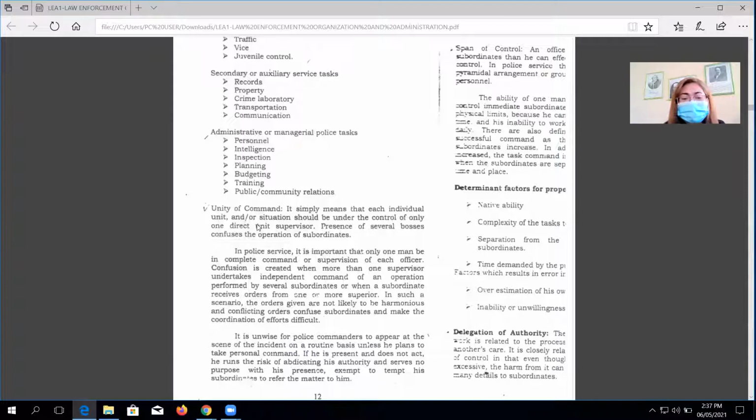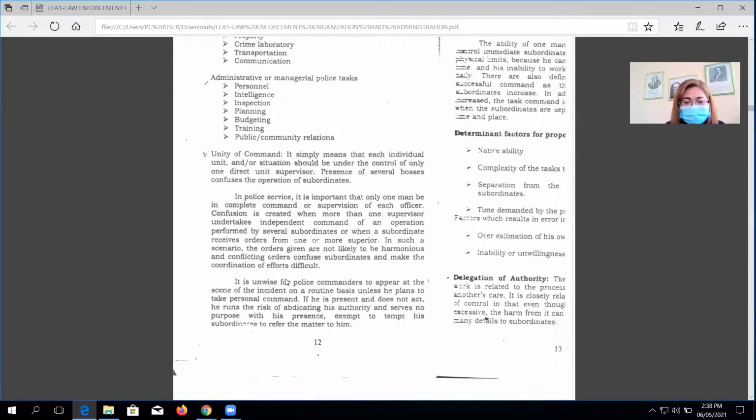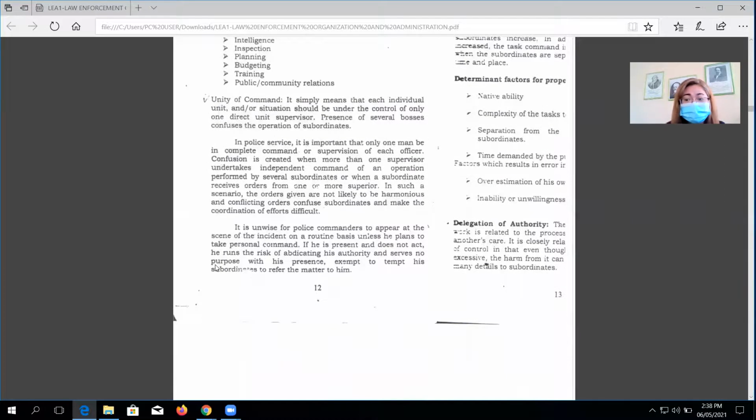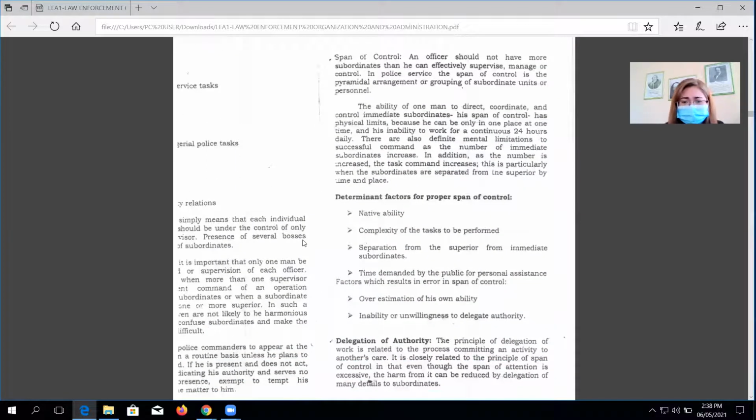Another is administrative or managerial police tasks. This includes personnel, intelligence, inspection, planning, budgeting, training, and even police community relations. So these are all part of the administrative tasks. I will no longer discuss unity of command because we've already discussed that in the prelim period.